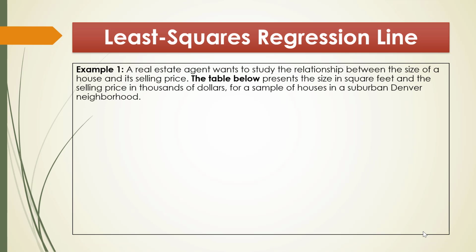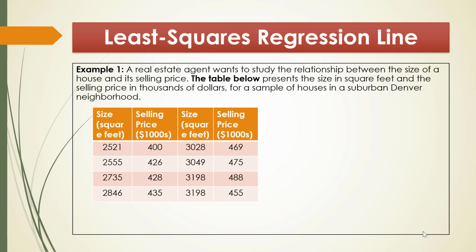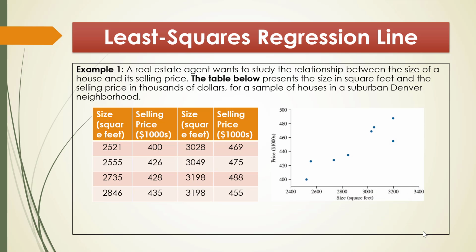Example 1. A real estate agent wants to study the relationship between the size of a house and its selling price. The table below presents the size in square feet and the selling price in thousands of dollars for a sample of houses in a suburban Denver neighborhood. So this is the data set, and this is the scatter plot. Remember in the last video I showed you how to make the scatter plot. So in this lesson I'm just going to reuse it.